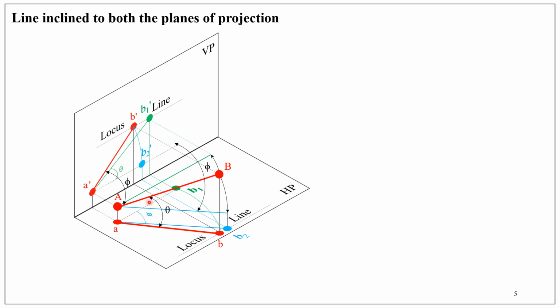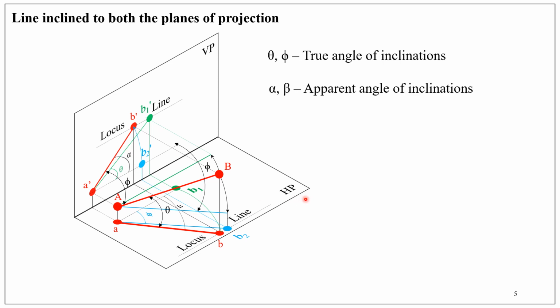Similarly, theta. Now, what is the angle of A dash B dash? A dash B dash is at an angle alpha, which is greater than theta. Similarly, AB is at an angle beta, which is greater than phi. And this alpha and beta are called apparent angles of inclination. Theta and phi are the true angles of inclination. True angle is visible only when the line is parallel to the particular plane of projection.